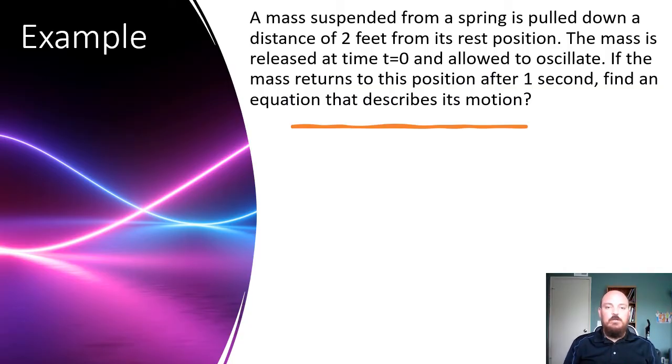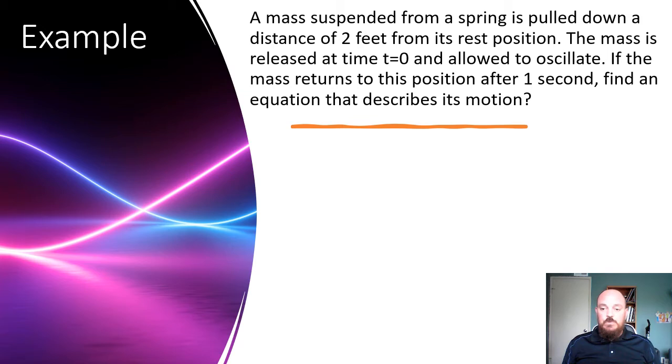Okay, so what we have here is a mass suspended from a spring that's pulled down a distance of 2 feet from its rest position. And then basically you let it go and it starts bouncing up, down, up, down, up, down. That's a word problem, a real life way of creating what we called an oscillating situation, which creates sine and cosine graphs.